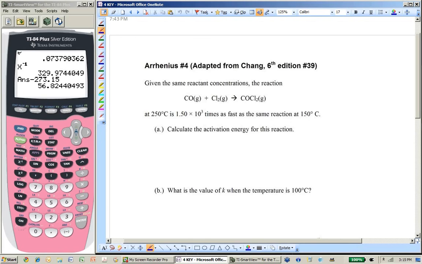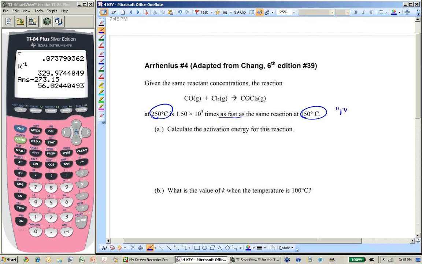All right, now these kinds of questions are asked by AP a lot. Something is "as fast as," those sorts of things, which is going to force you to assign a value of 1 to somebody. So since this is a higher temperature than this, I would say that 1 is assigned to the 150 situation in degrees Celsius, and the 1.5 times 10 to the 3 times as fast as then is your multiplier.